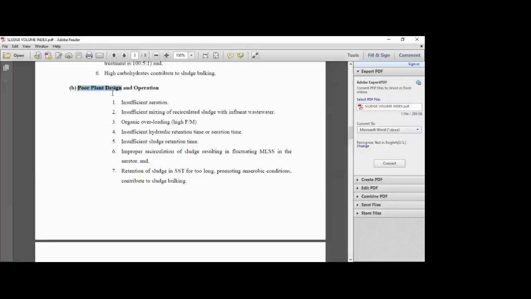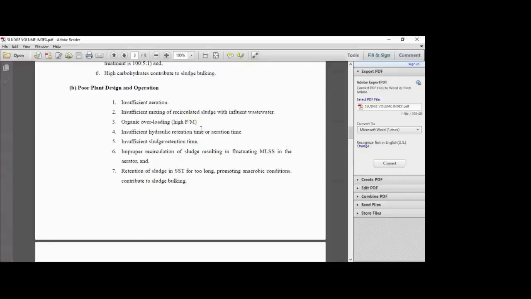Now, poor plant design and operation will also cause it. If you are doing insufficient aeration, it has been told that 12 hours of aeration is required, and you are doing it only for 3 to 4 hours, then that will hamper the process. Insufficient mixing of the recirculated sludge, again. If the recirculation ratio is not found out properly, the amount of sludge that will be recirculated will be less. And again, insufficient mixing of the recirculated sludge will help the sludge bulking.